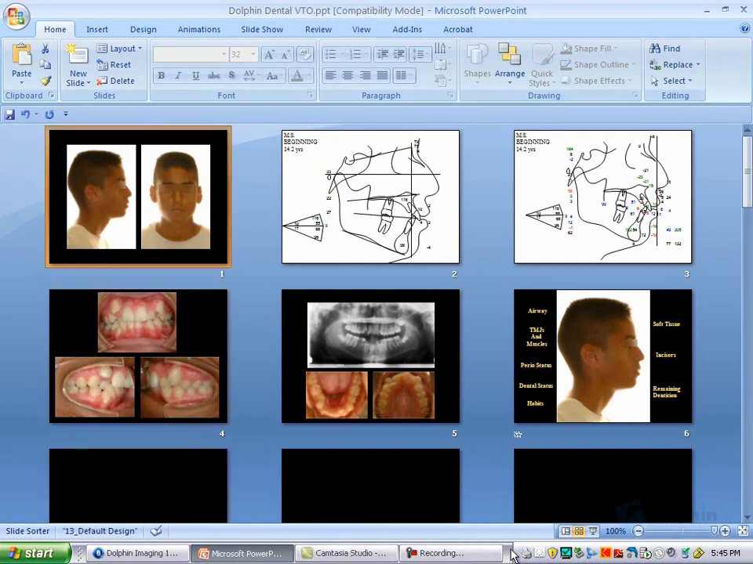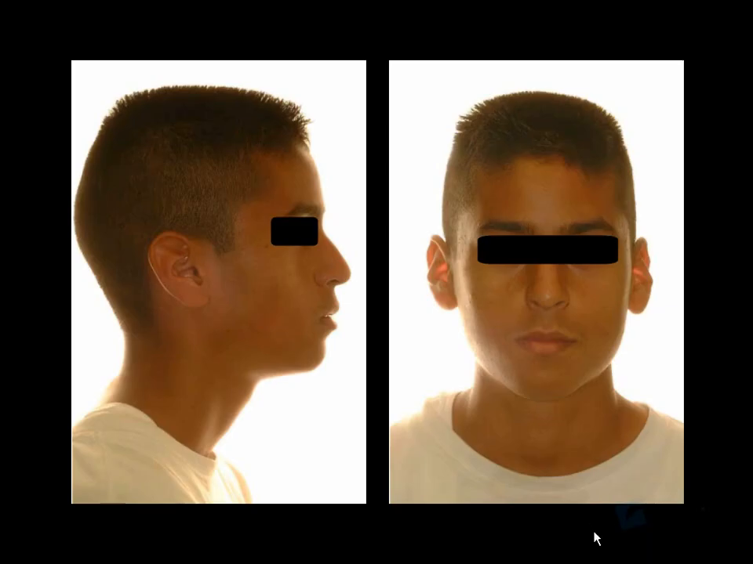Here are his facial photographs, and you can see he's got a reasonably adequate facial profile, a little bit of fullness to his lips, and he shows good symmetry in his frontal photograph.